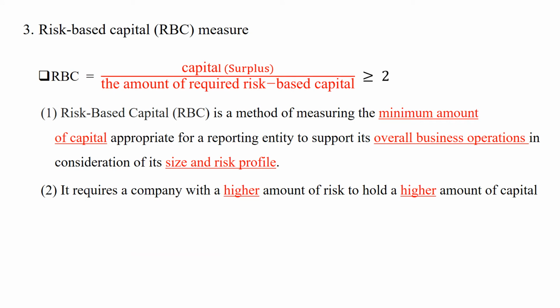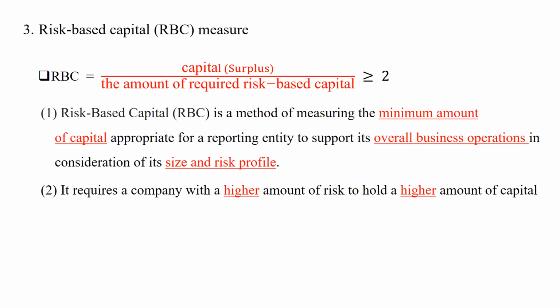Let's go back to our lecture notes. RBC ratio is defined as capital or surplus divided by the amount of required risk-based capital. Each company's RBC ratio should be equal or greater than 2. Risk-based capital, RBC, is a method of measuring the minimum amount of capital appropriate for a reporting entity to support its overall business operations in consideration of its size and risk profile.